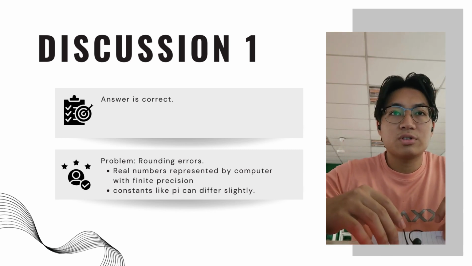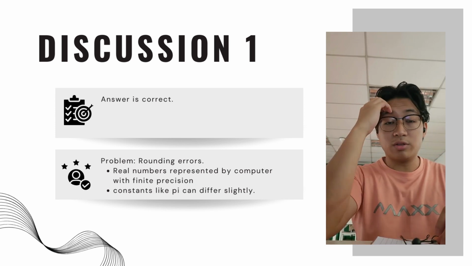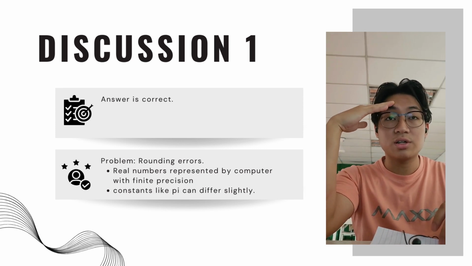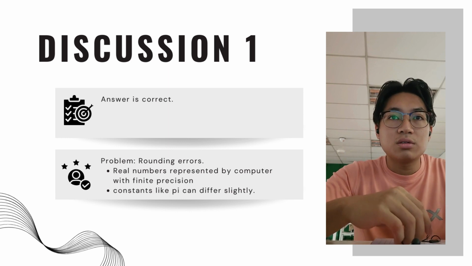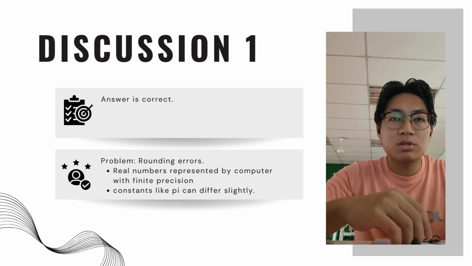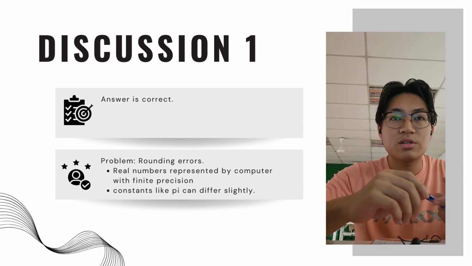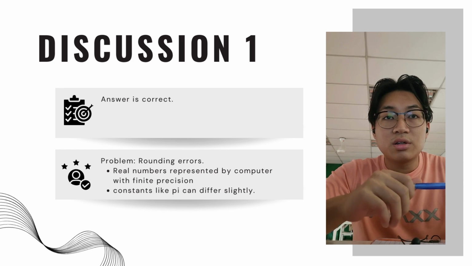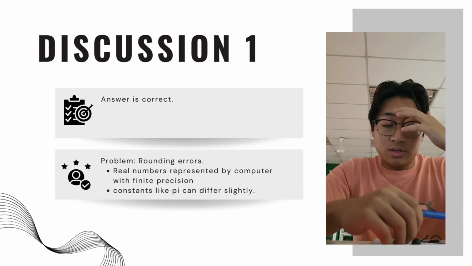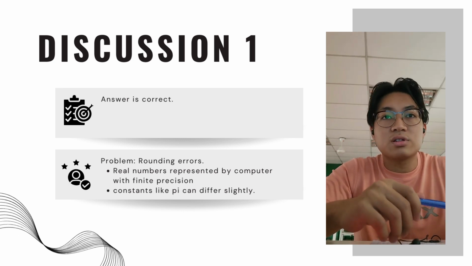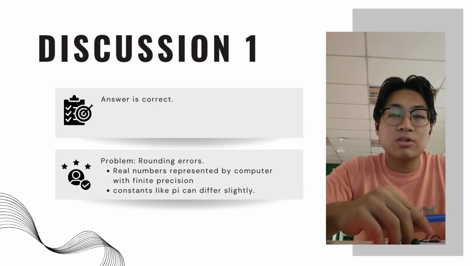So the first discussion that I would like to point out is that the answer is correct with manual calculation. But the problem is there are rounding errors, because real numbers in the computer are represented by finite precision, and there could be differences in the value of constants like pi, which is infinite in a computer.